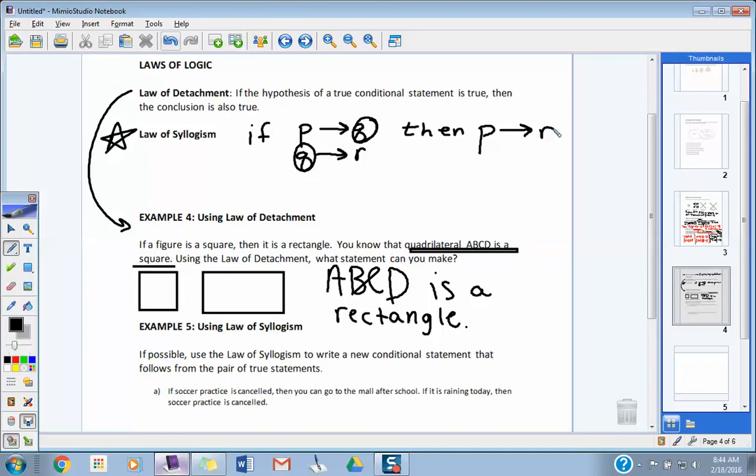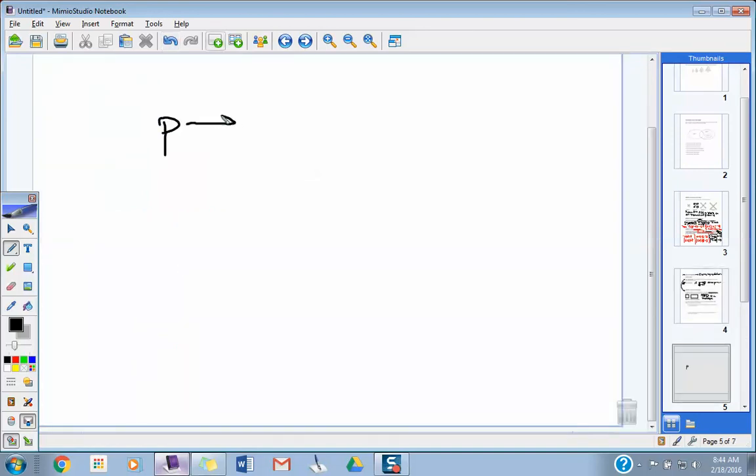Do you have the rule written down? Let me show you why this works. We said P implies Q, and Q implies R, then that must mean that P implies R, right? Let me show you how I'm talking about this, guys.